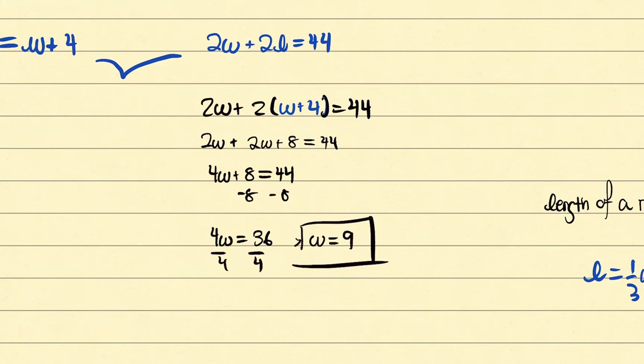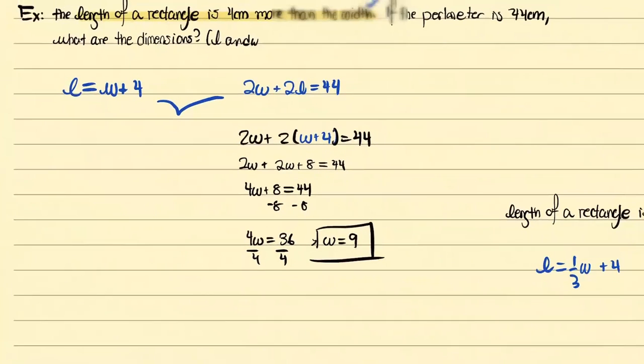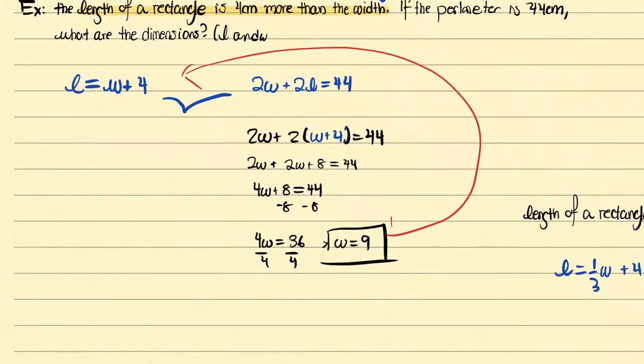So the width is 9. Now I'm going to repeat what we did above. I know the width is 9, but what is the length? So I'm going to go all the way back up here and answer the question. I know W to be 9, so I'm going to plug in 9. So the length is 13. And the width is 9.